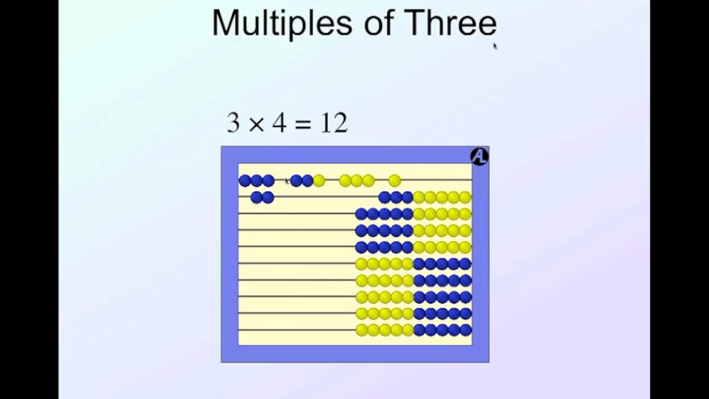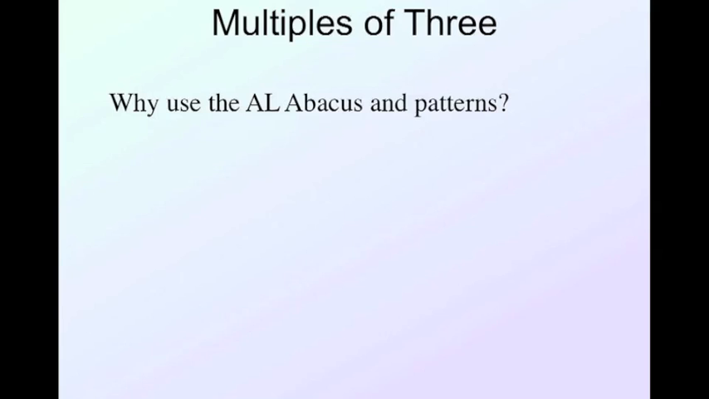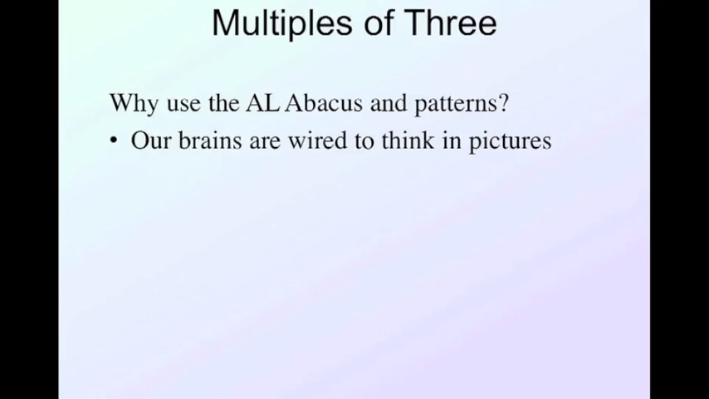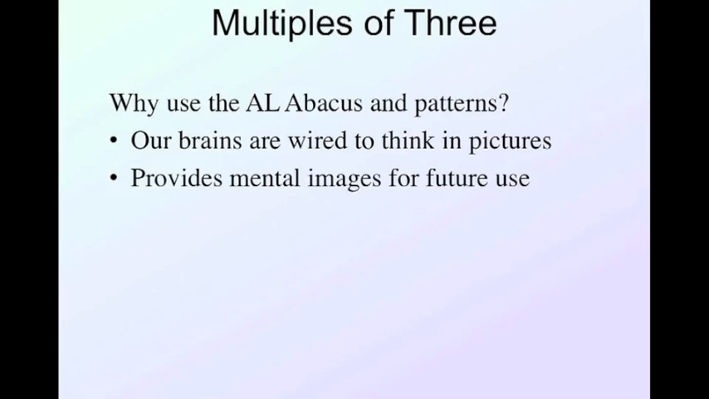3 times 3 is 9. Here's 3 times 4 is 12. Again, I can see that I have 10 and 2 more. I have 12. 3 times 4 is 12. 3 times 5 is 15. 3 times 6, 3 times 7. Again, I can see that I have 2, 10, 20, and 1 more, 21. 3 times 7 is 21. 3 times 8, 24. 3 times 9, and 3 times 10. And of course, that makes a beautiful pattern.